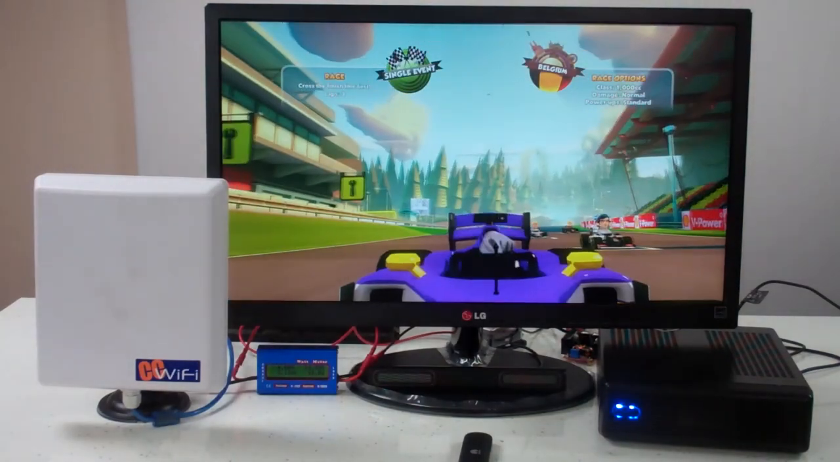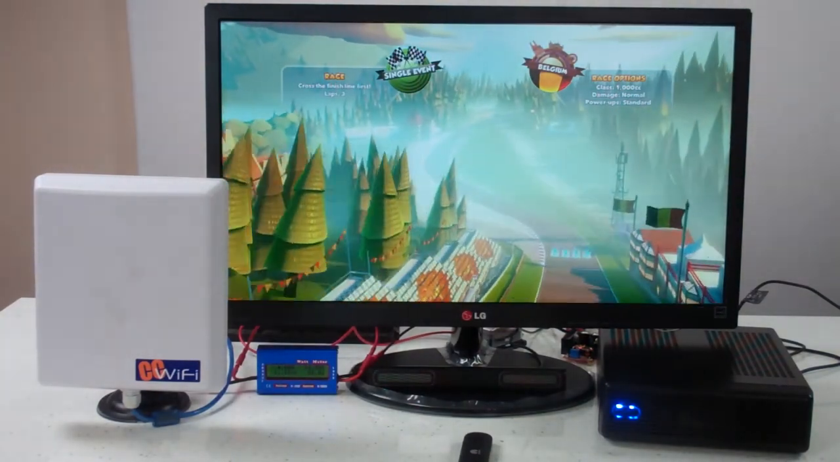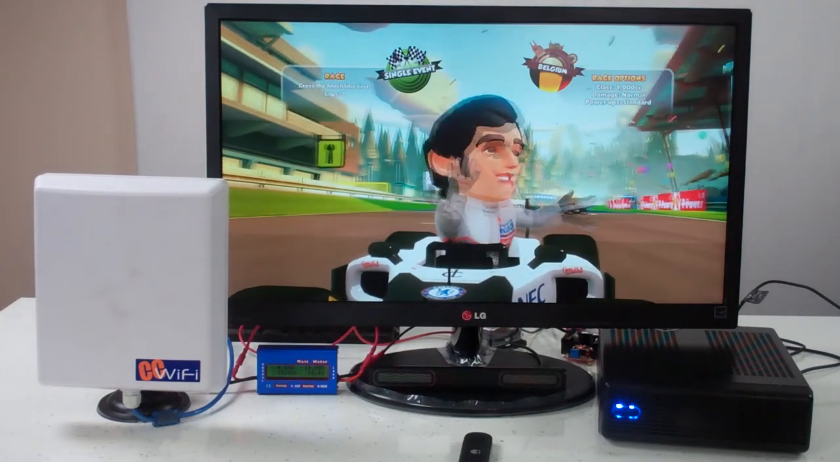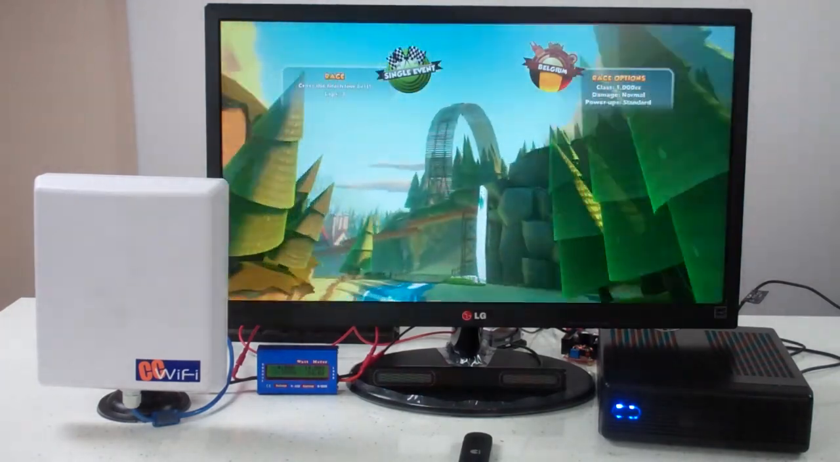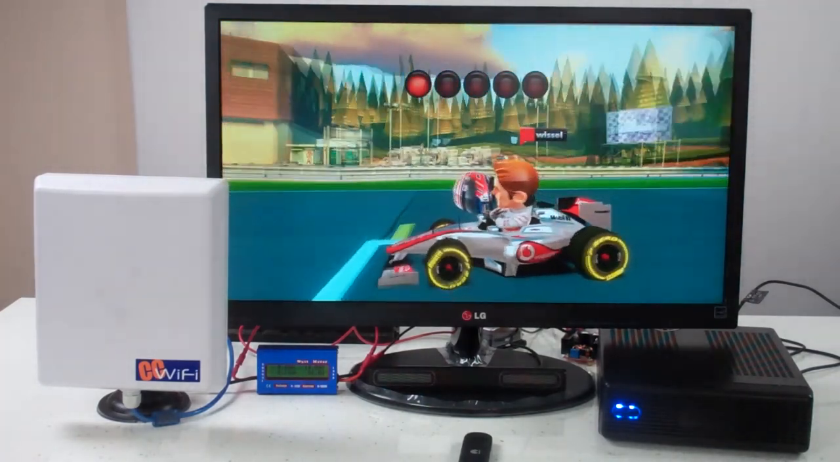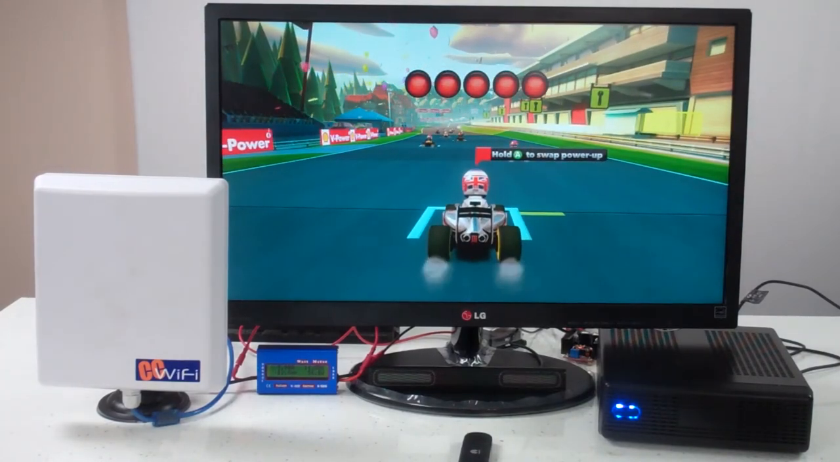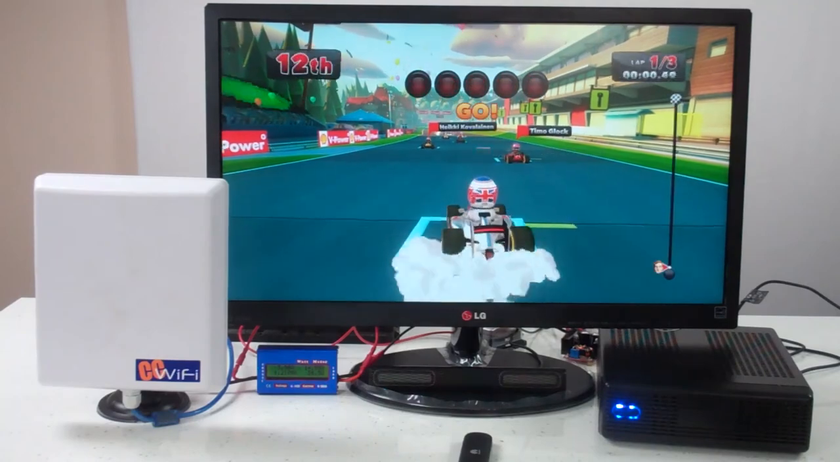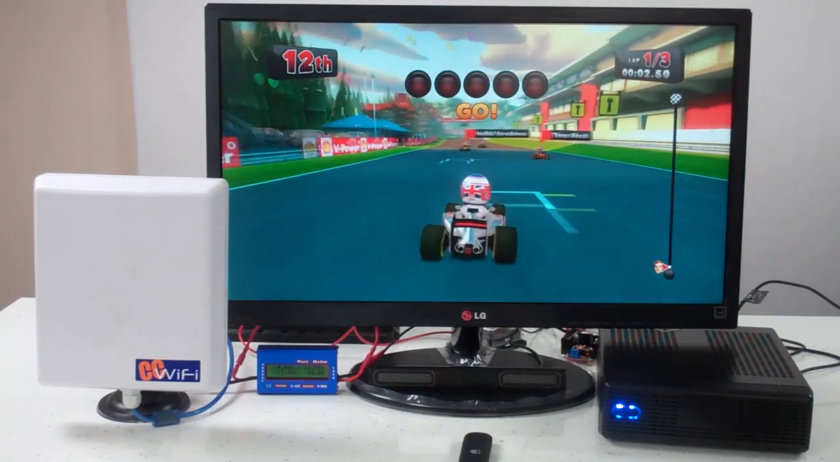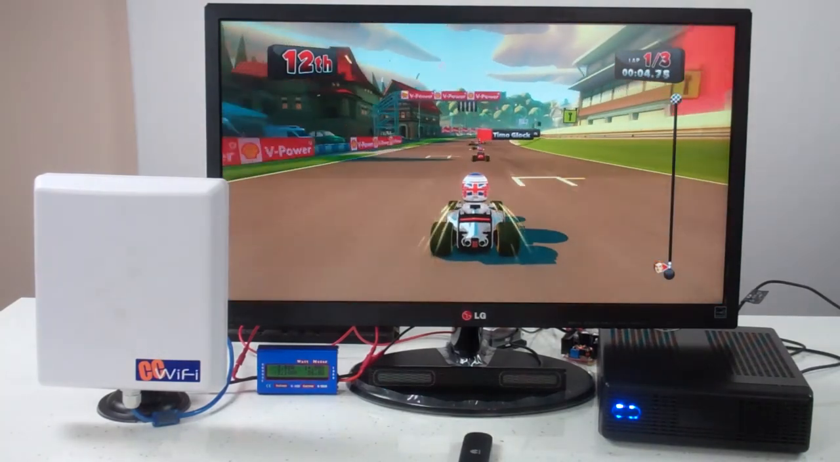Okay, we're about to start the game now. It's now running at 4 amps again, 58 watt, I think that is. Bear in mind this hasn't got a specific graphics card in it. I think that's quite acceptable really for a motorhome.